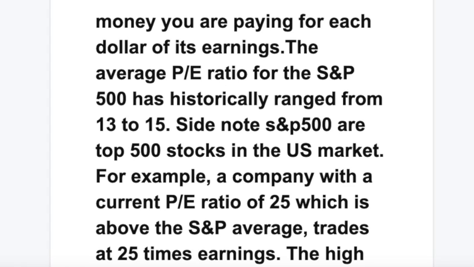A side note, S&P 500 are the top 500 stocks in the US market. For example, a company with a current P.E ratio of 25, which is above the S&P's average, trades at 25 times earnings. The high multiple indicates that investors expect higher growth from the company compared to the overall market. So the higher the P.E ratio, the more expensive the company is perceived currently. But a lot of stocks with high price ratios are the bigger movers in the stock market. Investors see the chance for big gains into the future, like Apple and Tesla have done in the last year.